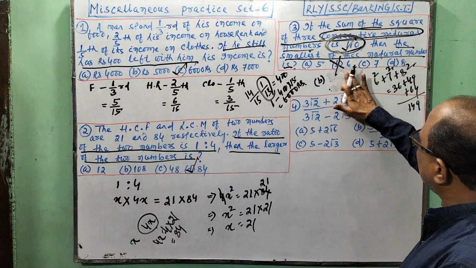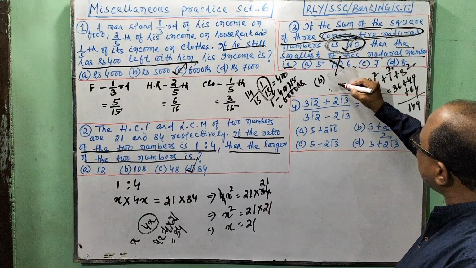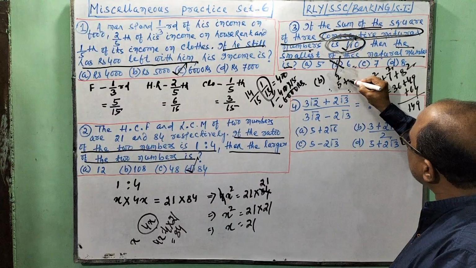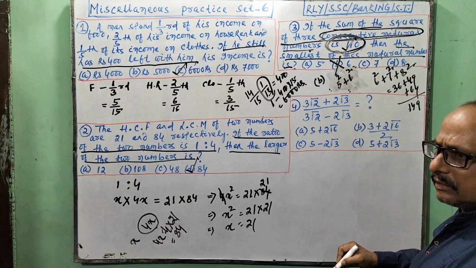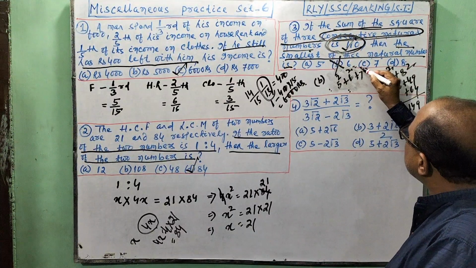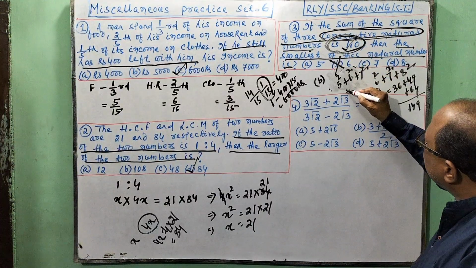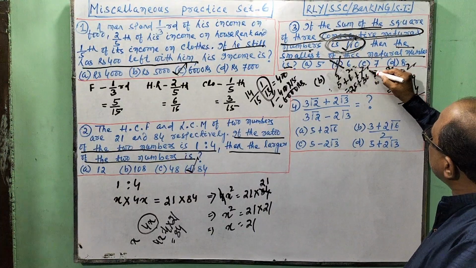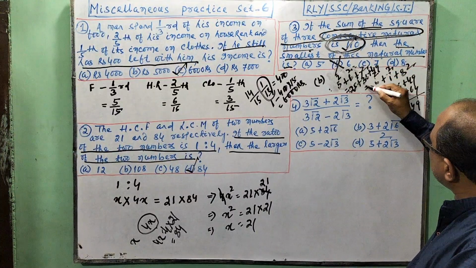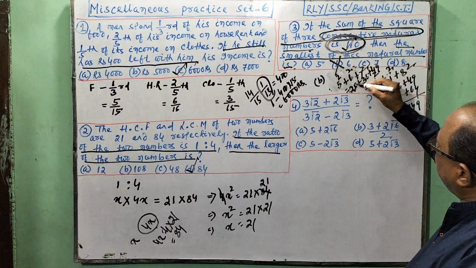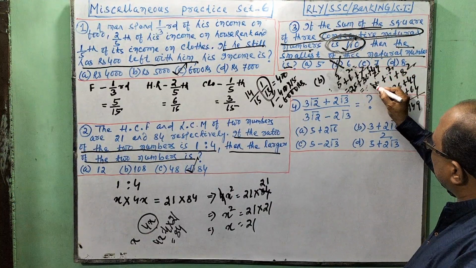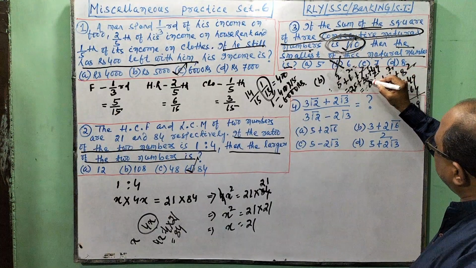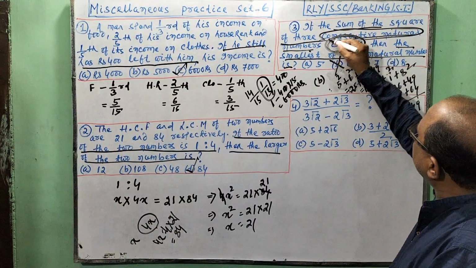Now suppose the smallest number is 5. Its square is 25, next consecutive 6, square 36, next consecutive 7, square 49. Their sum is 25 plus 36 plus 49, which is 110. Look, the answer is 110.